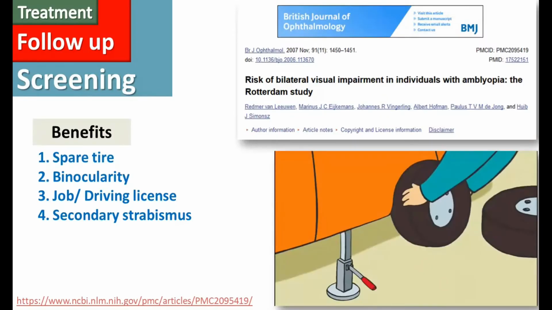To sum up what I mentioned last time, in medicine, particularly in amblyopia, we follow up the patients regularly, and I can't stress the importance of screening enough. We mentioned the benefits of treating amblyopia: to have a spare tire, because there is a risk of bilateral visual impairment in case the sound eye develops loss of vision due to trauma, particularly in this age group. Also, to improve binocularity and the chances of having some jobs. Poor vision can also lead to secondary strabismus, so we treat to avoid this cosmetic problem.